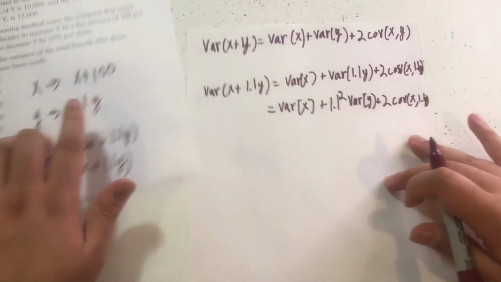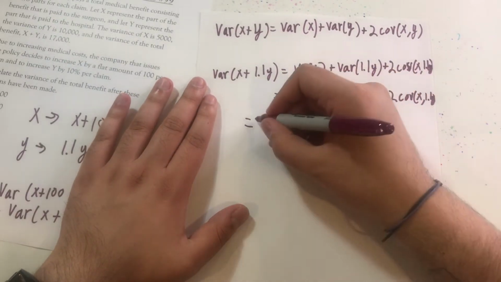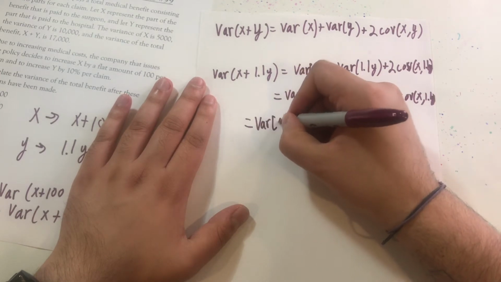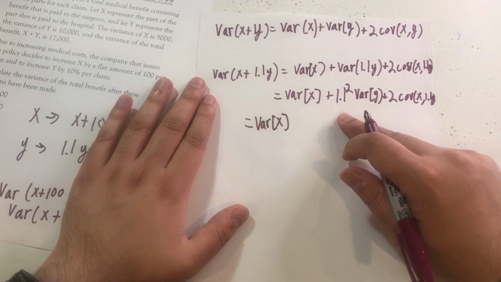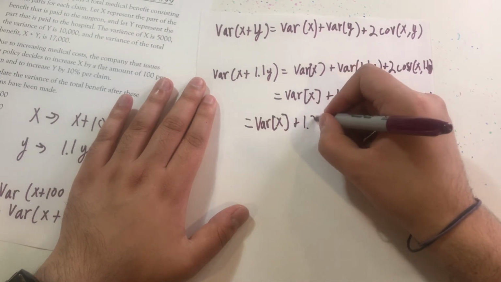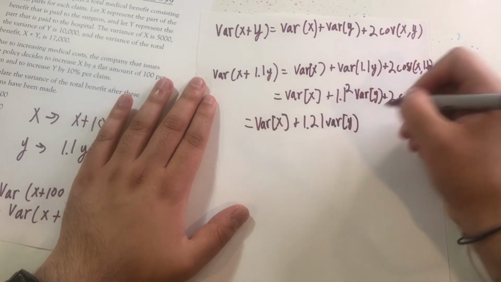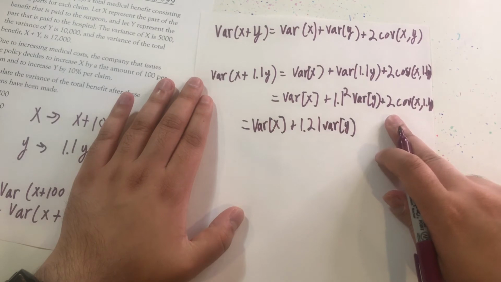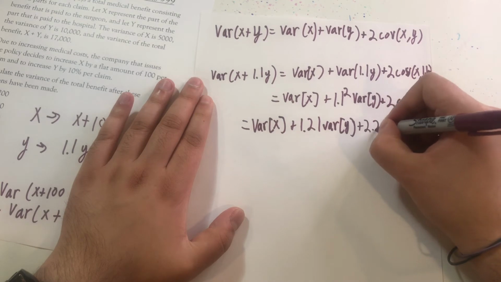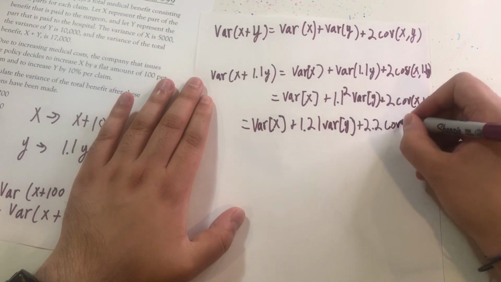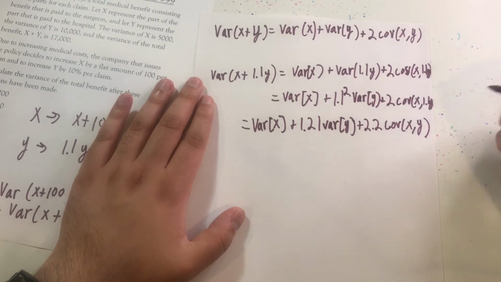So I can rewrite the following. I'm going to move it over to the side here just so I have more room. The variance of X has stayed the variance of X this whole time. I'm going to square this 1.1, which should be 1.21, times the variance of Y. And then 2 multiplied by 1.1, which is 2.2, times the covariance of X, comma, Y. And we're pretty much almost done.